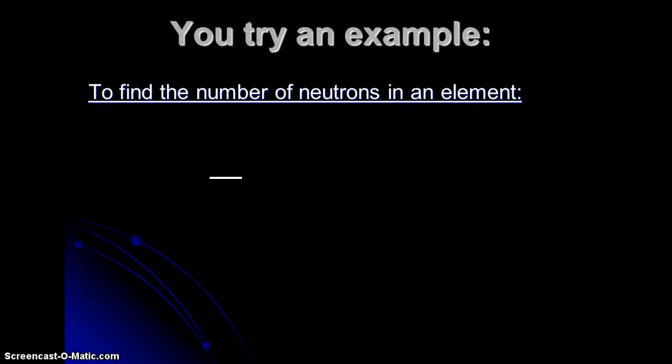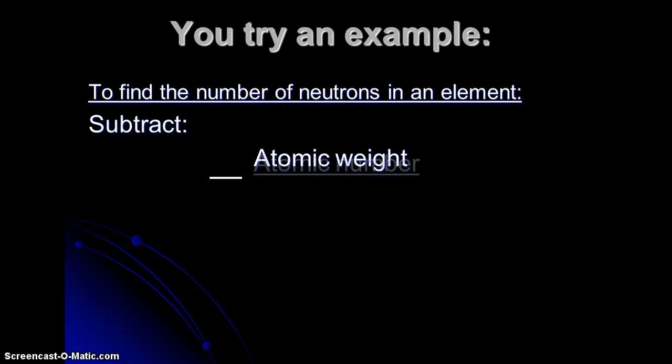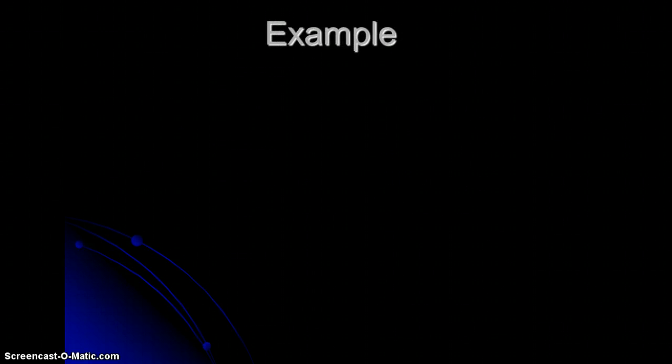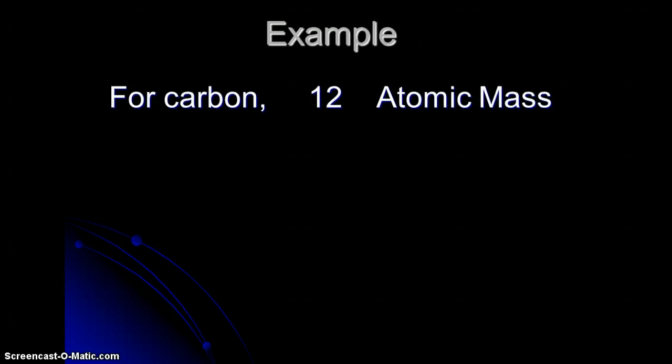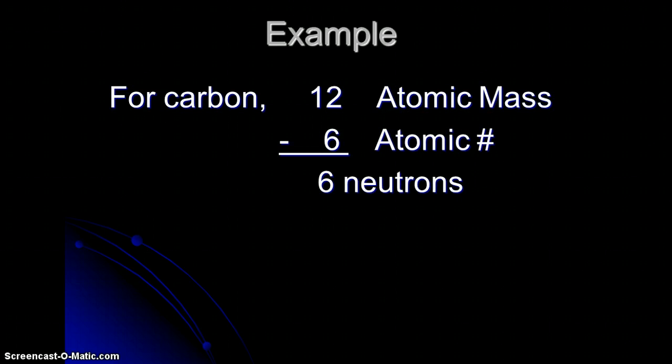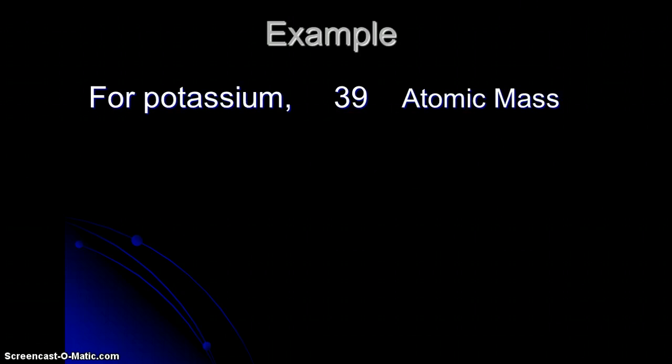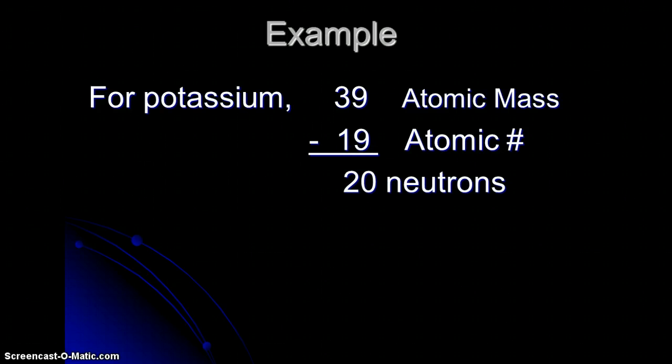To find the number of neutrons in an element, you subtract the atomic number from the atomic weight, and that gives you the number of neutrons. Because remember, the atomic number is the same as the number of protons. For carbon, atomic mass of 12 minus 6 for the atomic number gives you 6 neutrons. In that case, the neutrons, protons, and electrons were all the same number, but that's not always true. Like for potassium, you have 39 as the atomic mass, 19 is the atomic number, and you have 20 neutrons.